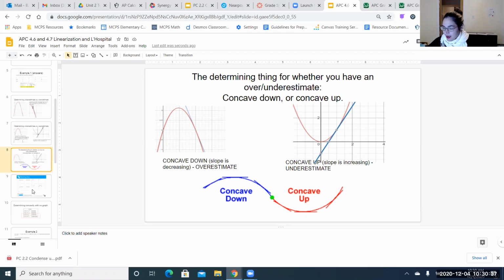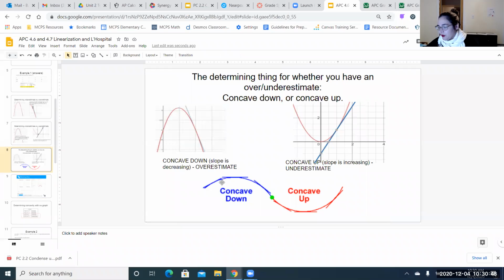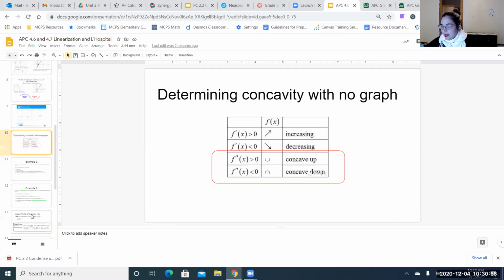The next thing I had you all do in class is matching pairs, concave up, concave down. So basically just testing if you understand what it looks like to be concave down and concave up. All right, so the next thing is, what if you don't have a graph? What if you don't have any information about what the graph looks like?